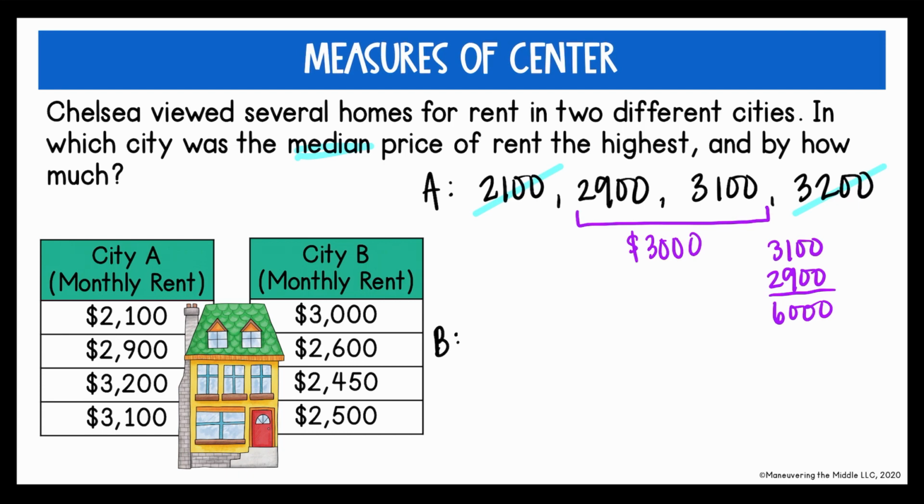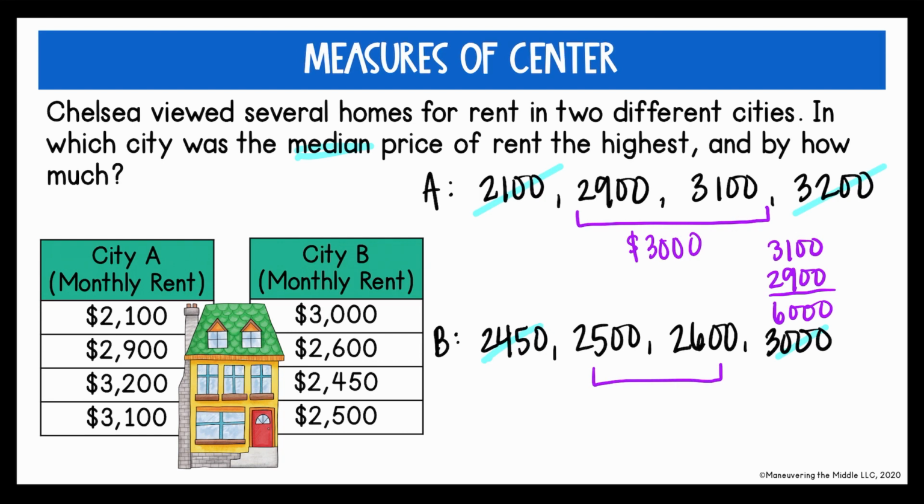Now let's go ahead and look at city B. We'll do the exact same thing here. So we have 2,450, 2,500, 2,600, and 3,000. We're going to cross off our lowest and our highest. Then we're left with these two values in the middle. We're going to find the sum of those, which will be 5,100. We're going to divide by 2 because there's 2 pieces of data, and that will give me $2,550. So that is the median of city B.